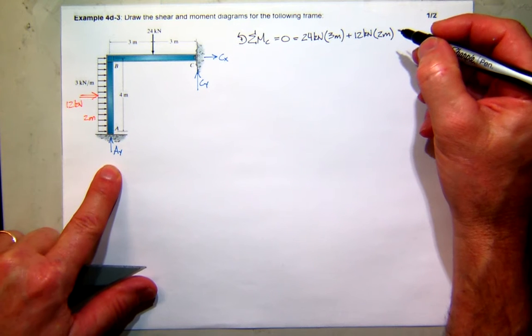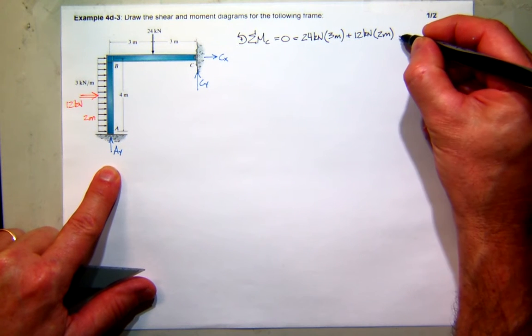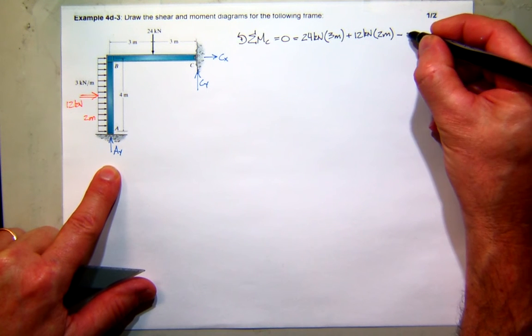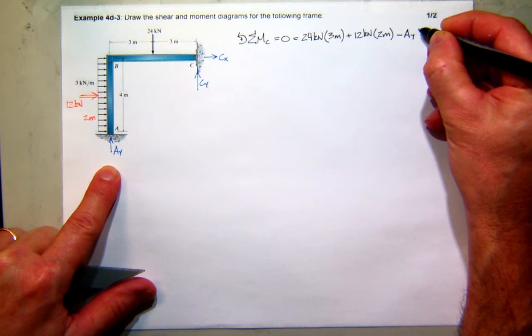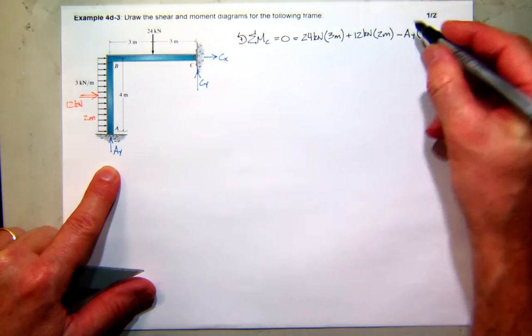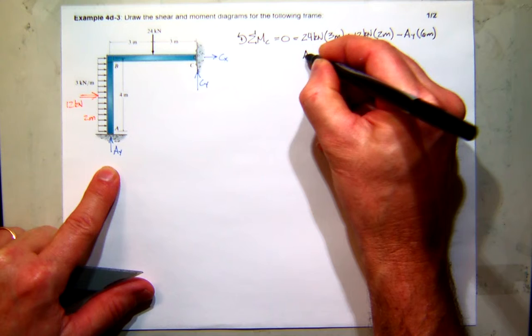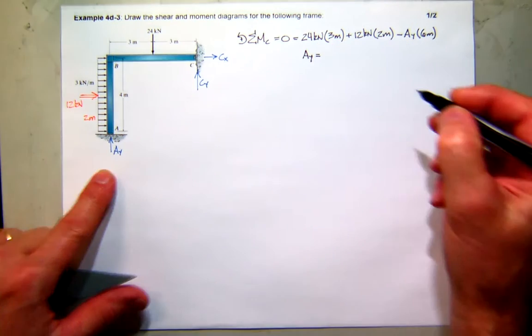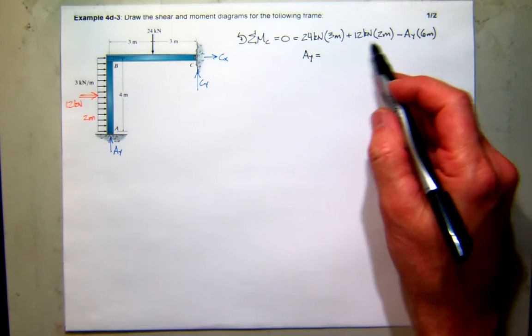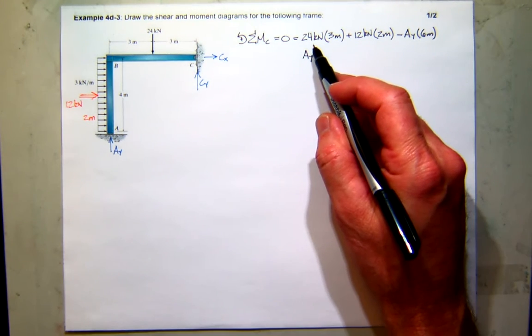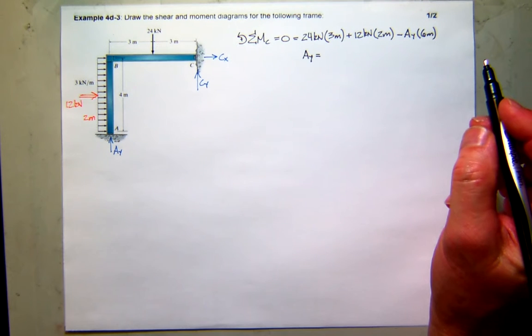And then I have my reaction at AY. What kind of moment does that create? Should be negative. So the force is AY, and the distance here would be 6 meters. So what is AY? 4, 6, 18, 22?